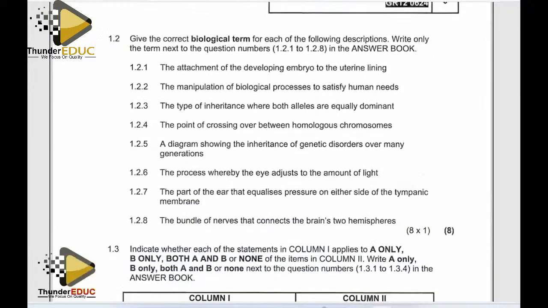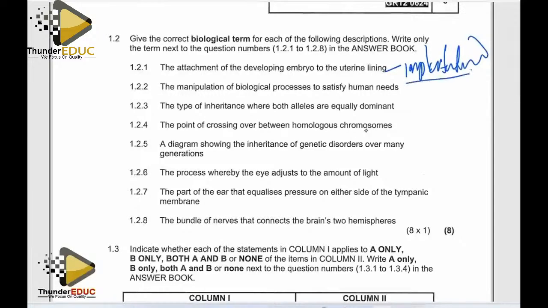Let's go to terminologies. I like the terminologies because they teach us science. There is no guessing. You either know or you don't know. Attachment of the developing embryo in the uterine wall or lining. We call it implantation.